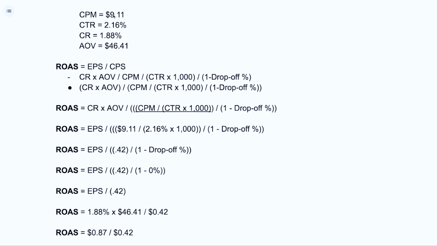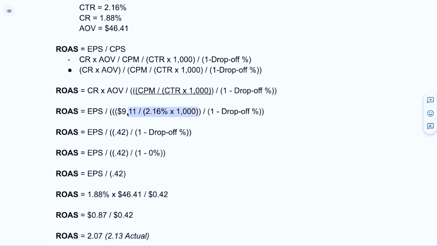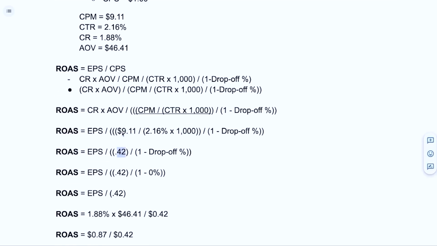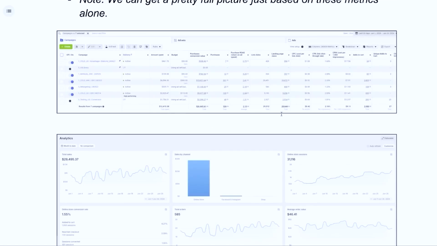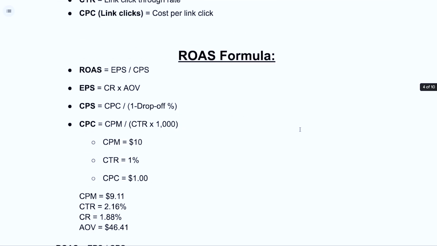Then ROAS, so to break it down, first we're going to do the CPC. So his CPM, $9.11, is there. Then his CTR is 2.16% times 1,000. So you plug those in and you get a 42-cent cost per link click. And if we go back up here and look at the screenshot, it's a 42-cent cost per link click. It's literally just a math formula.